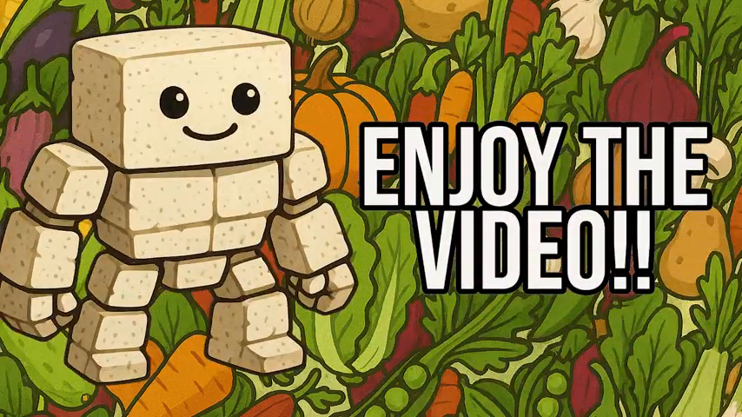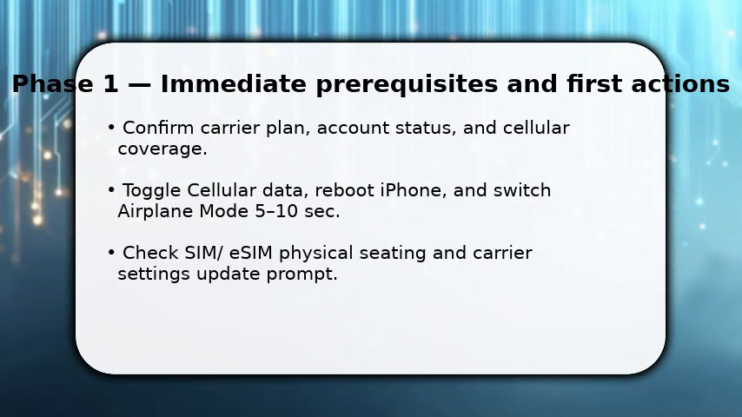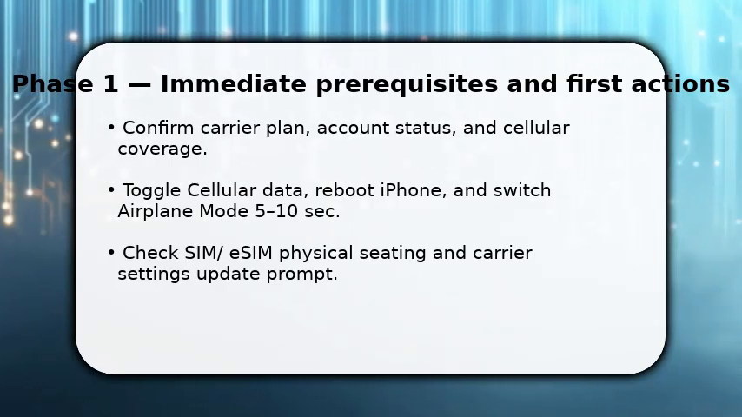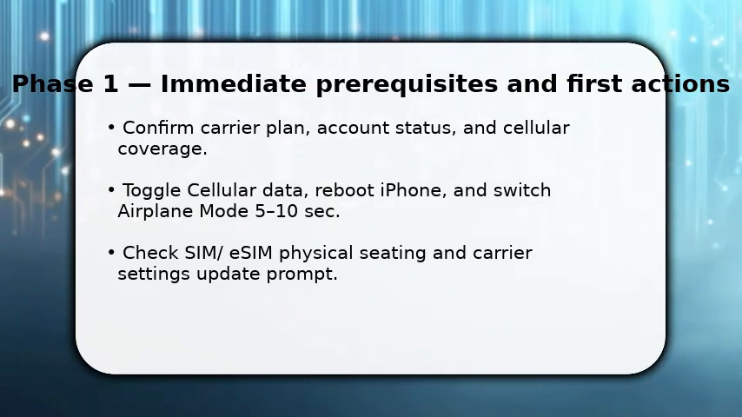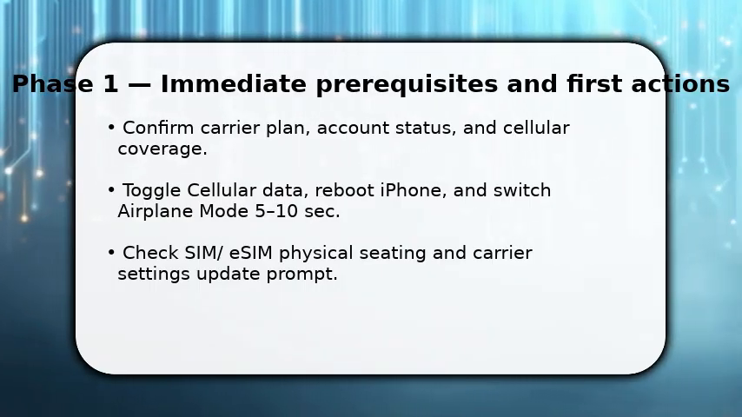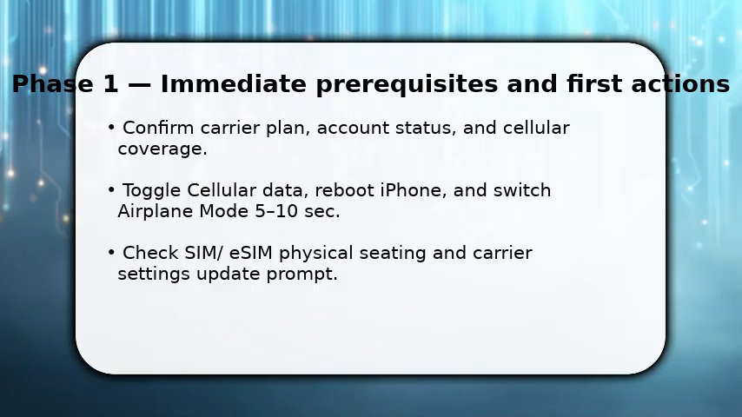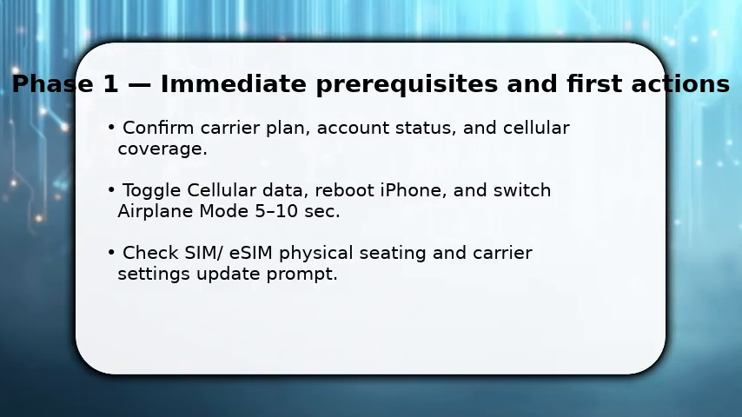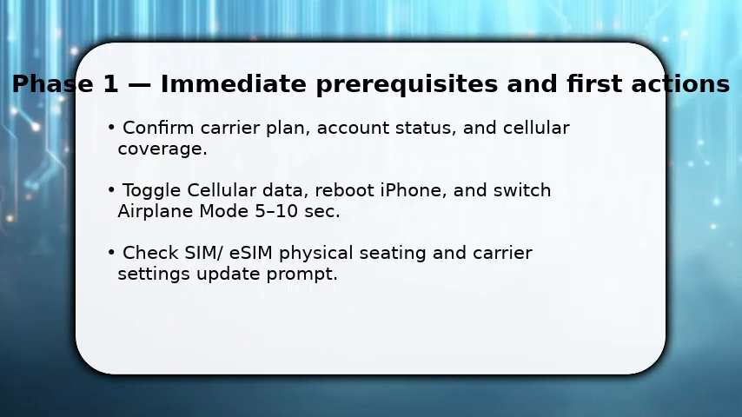Please enjoy the video. You begin by verifying essentials. Your carrier account is active and you have coverage. This prevents chasing the wrong fix. Next, toggle cellular data off and on, then put the phone in airplane mode for 5 to 10 seconds before turning it off. This forces a fresh radio handshake.